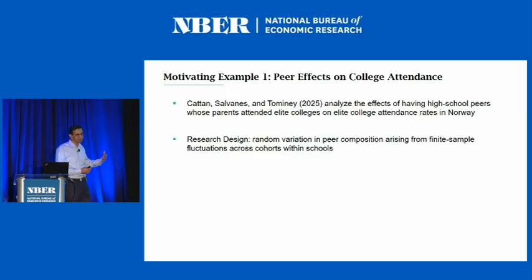So their research design is one that's been widely used in the prior literature. It's to exploit finite sample random variation in cohort composition across cohorts. So just by chance, because schools are not that big, you might end up being in a grade where there are more kids whose parents went to elite colleges, and I might end up being in a class where there are fewer kids whose parents went to elite colleges, and we're basically going to compare our outcomes and see if you are more likely to go to an elite college than I am.